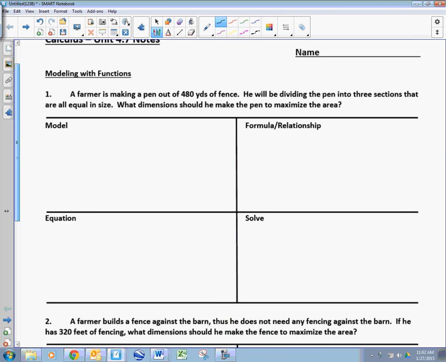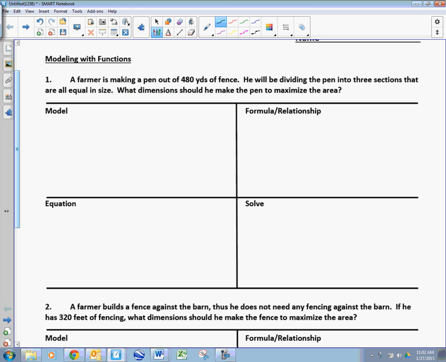So, a farmer is going to make a rectangular pen out of 480 yards of fence. He's going to divide that pen into 3 sections, all of equal size. What should the dimensions be to maximize the area? Now, this is a difficult question. You guys know I like the 4-box approach when I solve word problems.